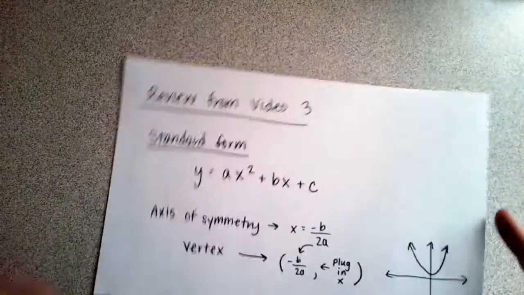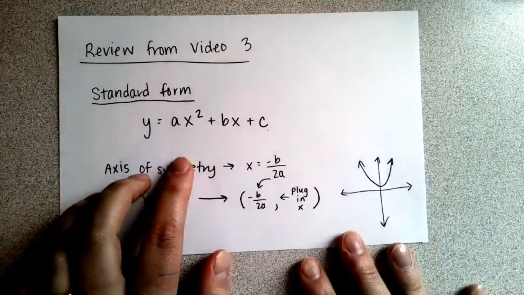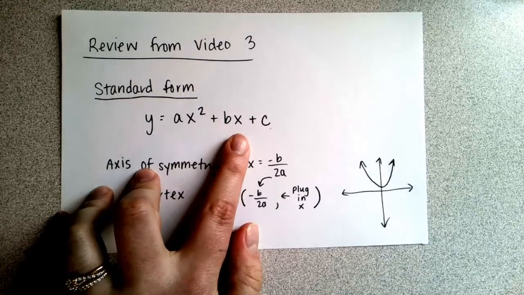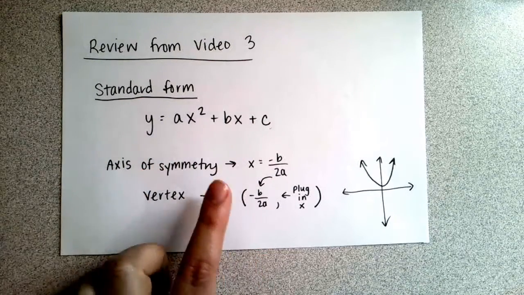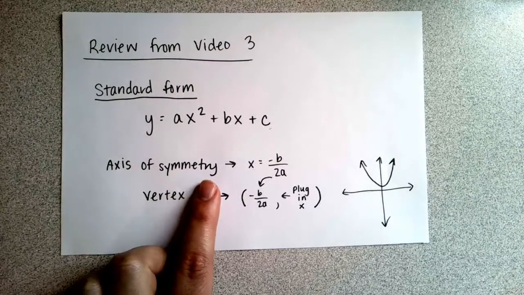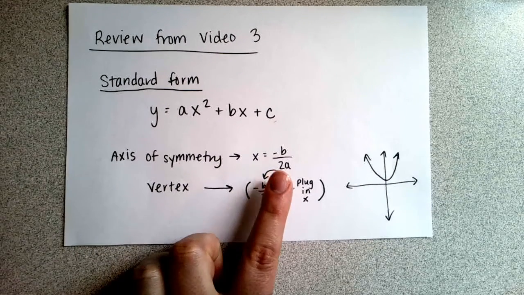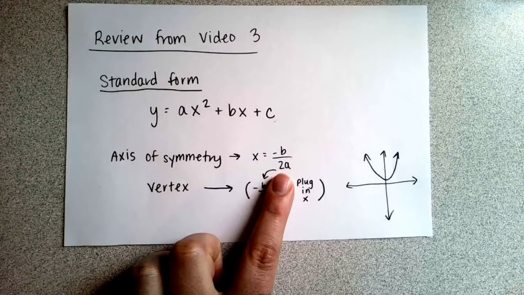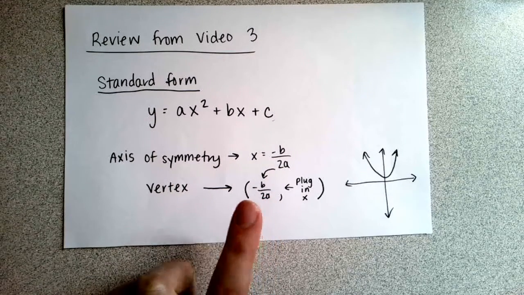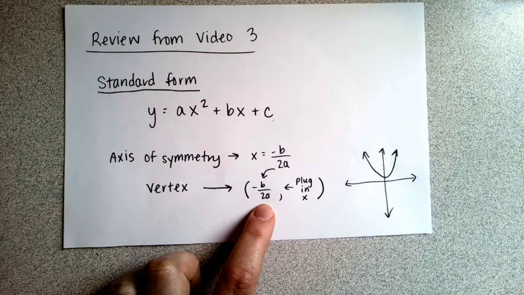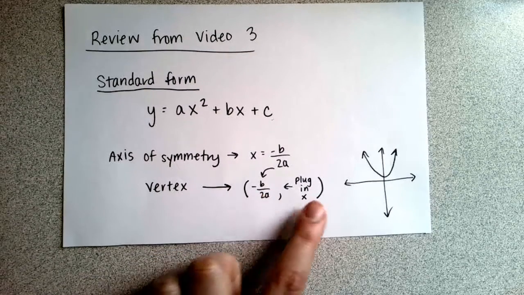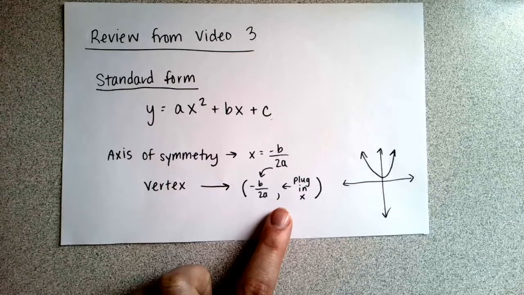So in the previous video we learned about standard form of a quadratic, which looks like this: y equals ax squared plus bx plus c. We learned that when we're trying to graph in standard form, we have this formula to find the axis of symmetry, and then to find the vertex you plug that axis of symmetry x value into your equation to find the y value, and that makes our ordered pair for the vertex.